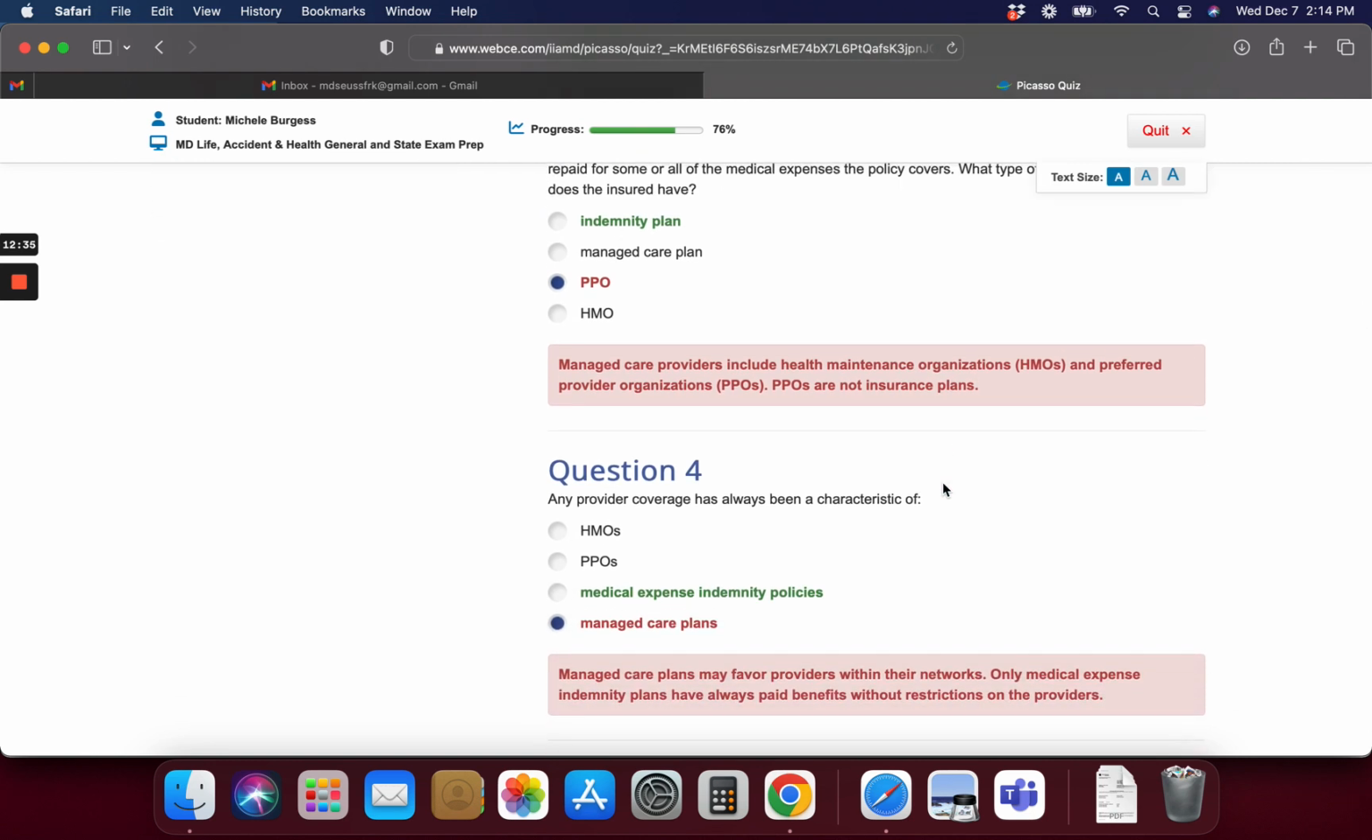Provider choice has always been a characteristic of medical expense indemnity policies. Managed care plans may favor providers within their networks, but only medical expense indemnity plans have always paid benefits without restrictions on the provider. So the answer here is medical expense indemnity policies.